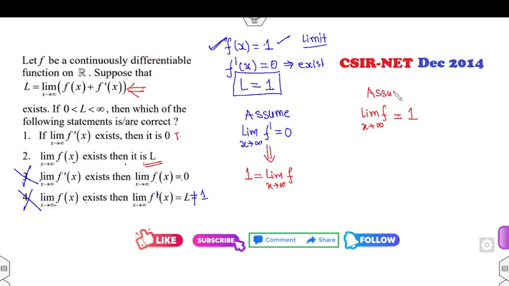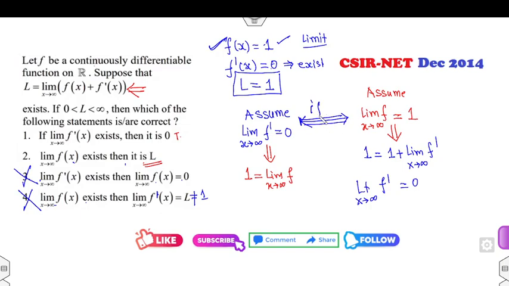In the second case, if I assume the second is the correct statement, I can substitute in this given equation. One is 1 plus the limit of f dash as x approaches infinity. That means f dash will be 0 as x approaches infinity. So what does it mean? If I assume this is correct, I can obtain this result. If I assume this is correct, I can obtain the other result. That means both are true if and only if. That means both are correct answers to this problem.